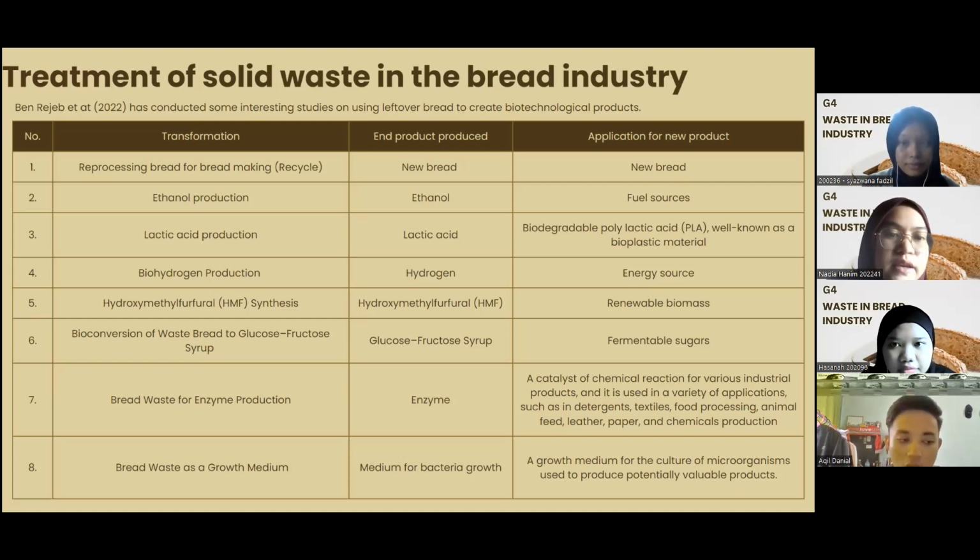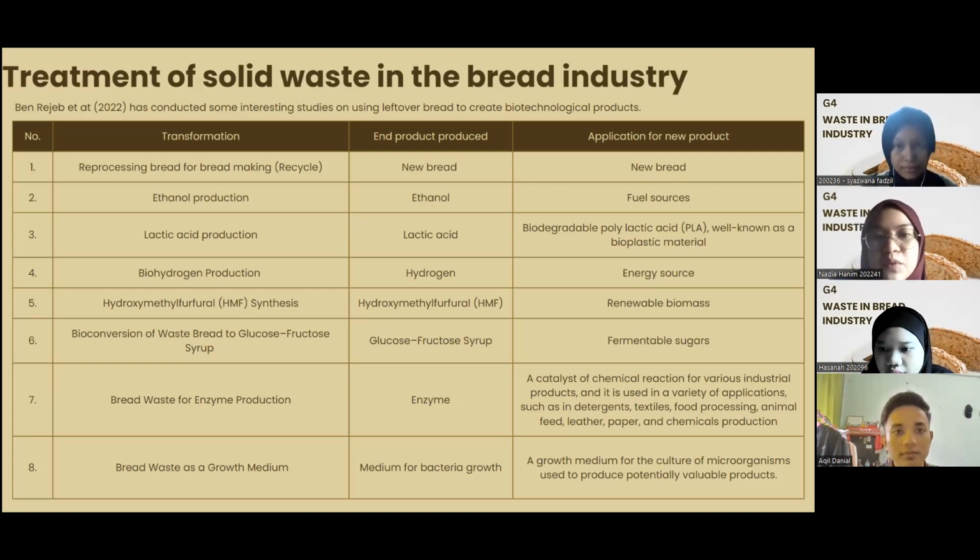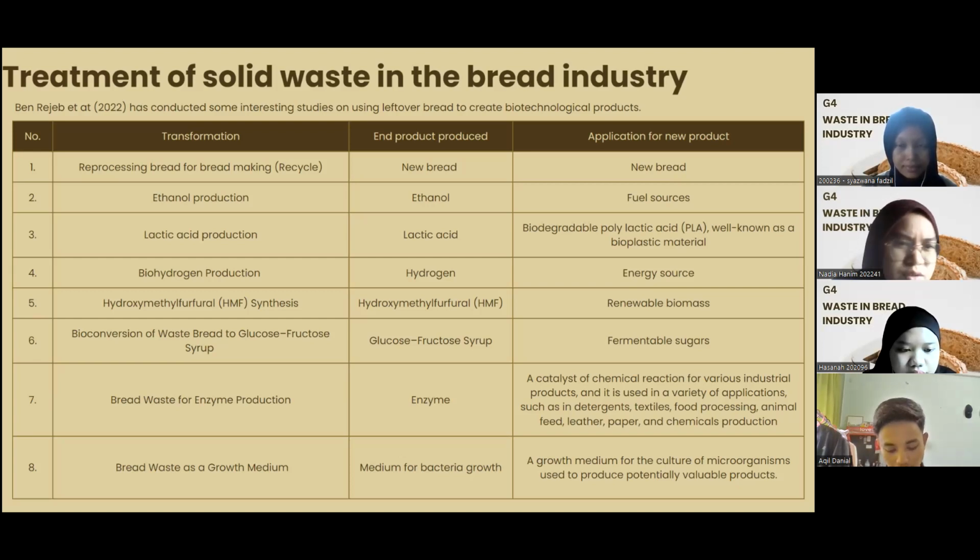And third, lactic acid production. The end product is lactic acid, which can be used for biodegradable polylactic acid, well known as bioplastic material. The fourth is biohydrogen production. The end product is hydrogen, which can be used as an energy source. For five, hydroxymethylfurfural, HMF, synthesis can be used for renewable biomass. And the sixth, bioconversion of waste bread to glucose-fructose syrup, to use as fermentable sugars.